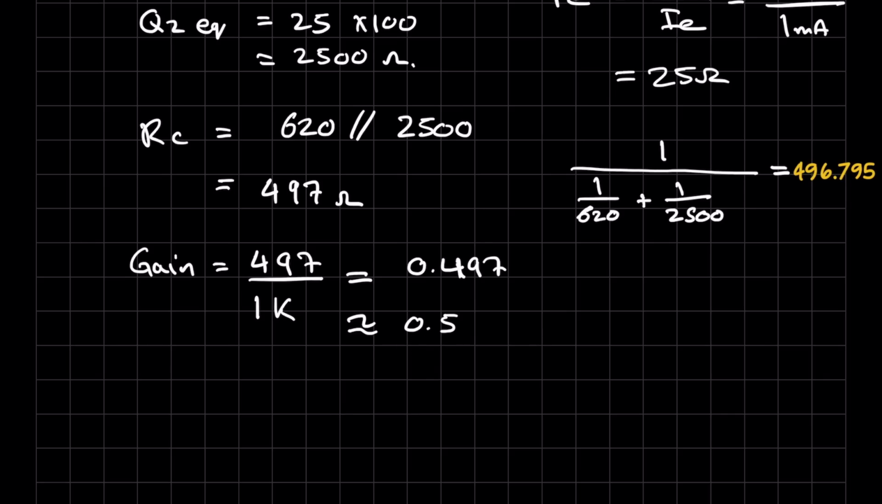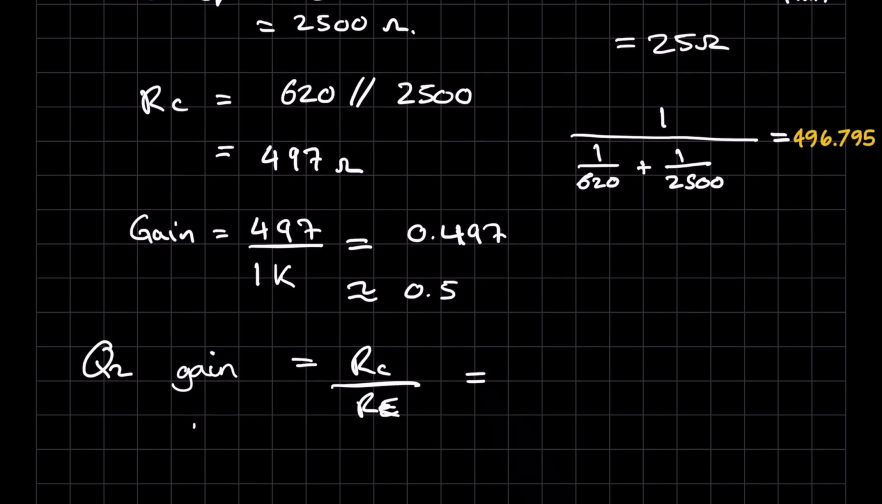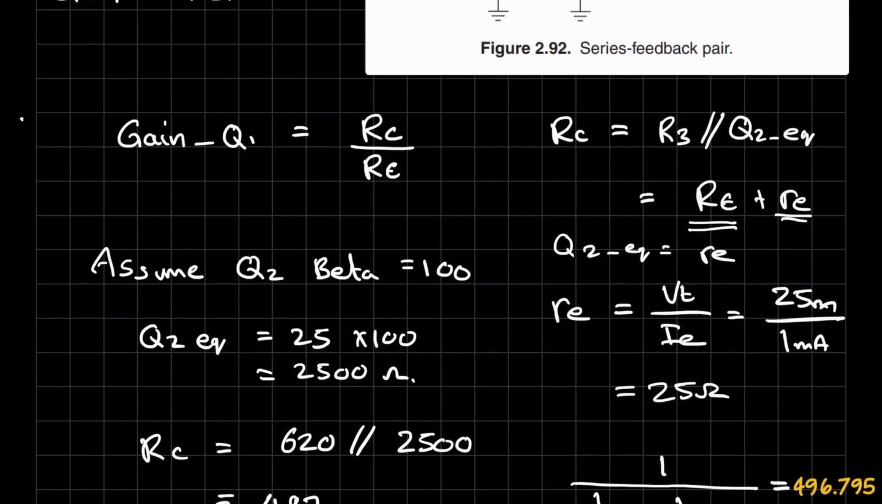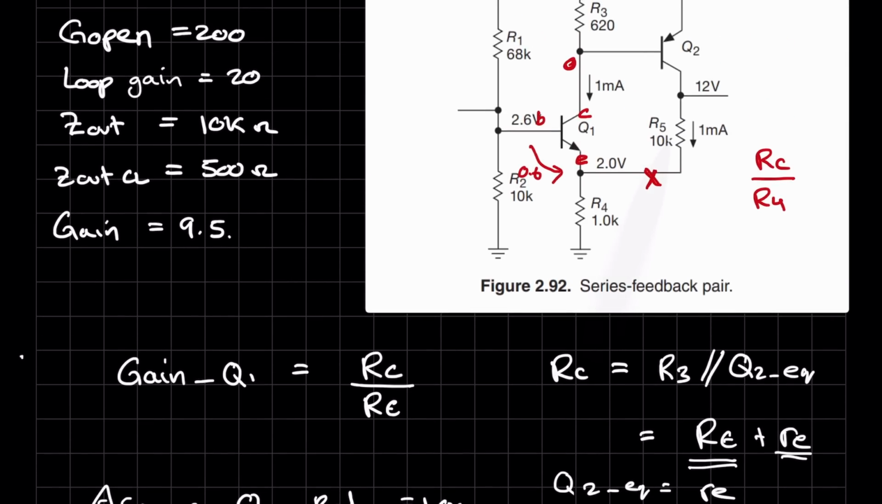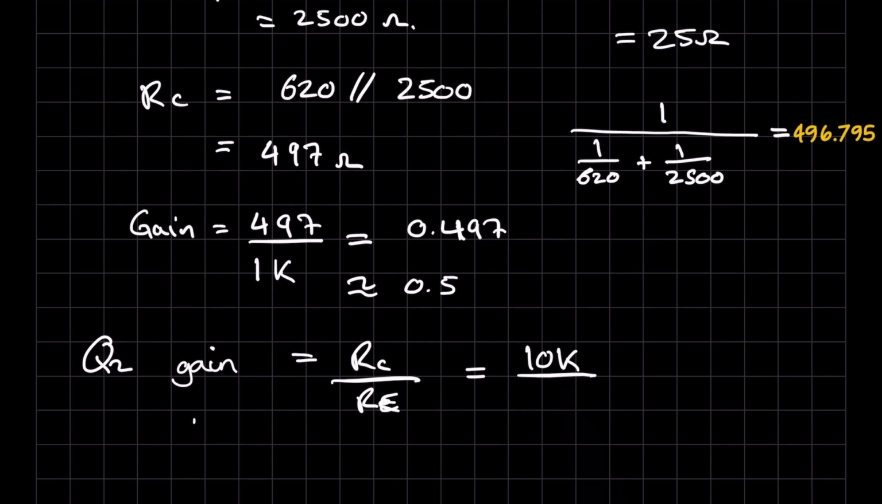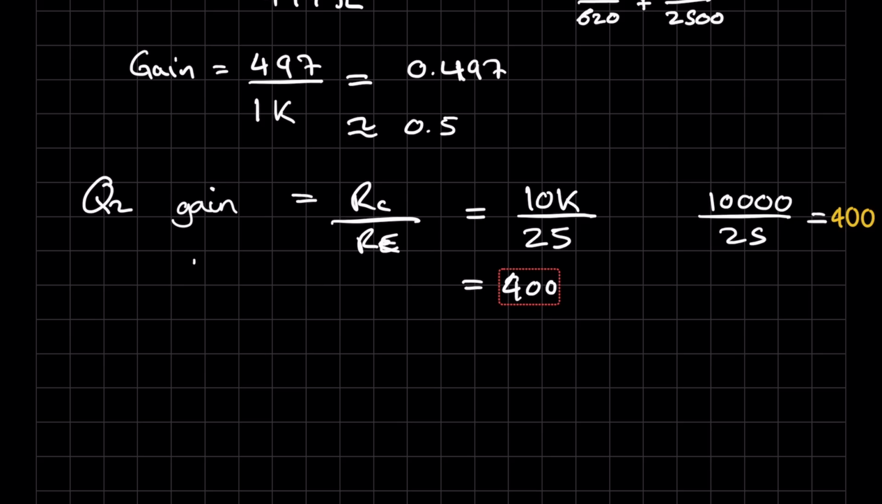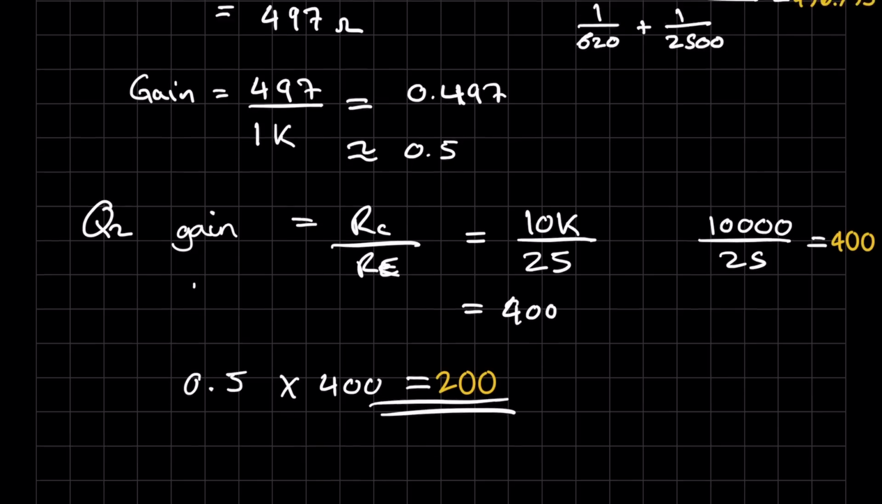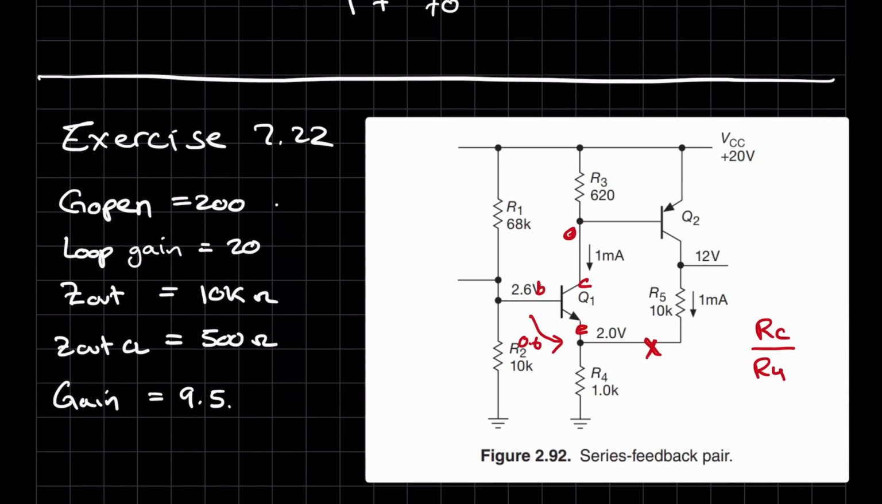Then we can calculate the gain of the second stage, which is basically Q2. So Q2 gain, again, same equation, is equal to RC over RE. We have already calculated that RE is 25. So our RC resistor in this circuit is basically this 10 kilo ohm resistor over here, basically R5. So we have 10 kilo ohms divided by 25 ohms, which gives us a Q2 gain of 400. Now the overall gain for the open loop is going to be 0.5 times 400, which is basically 200. And if we refer back to the question, we have found this.